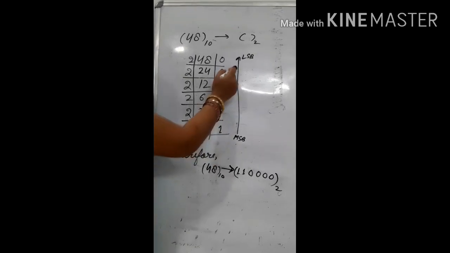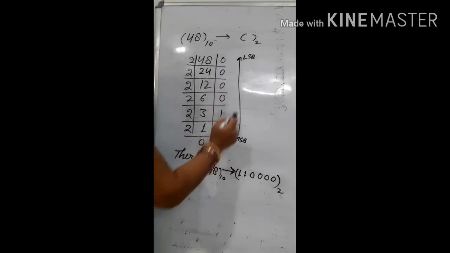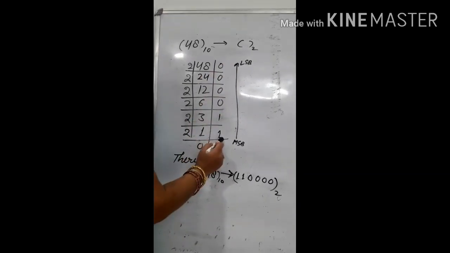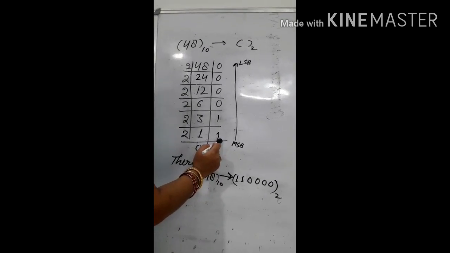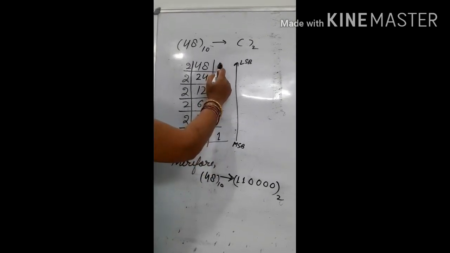Now we draw the line. We write MSB and LSB. This one is the most significant bit and this is least significant bit.